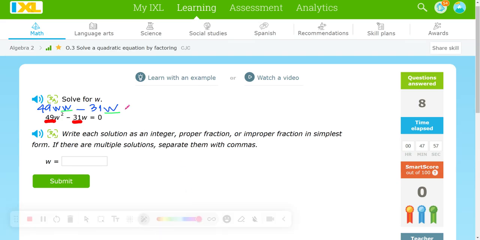So let's factor it out. I factor out the W. If you factor already, you have only 49W left, and then subtract 31. Do not forget the subtract 31. And then this equals 0. So from the zero product theory, if you have two factors multiplied, then each factor has to be equal to 0. So you got W equals 0, and then 49W subtract 31 equals 0.